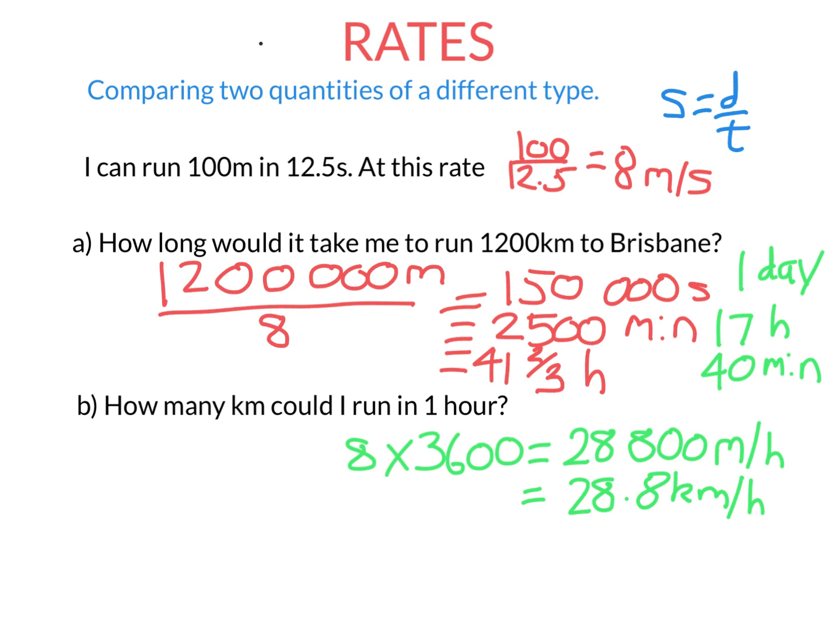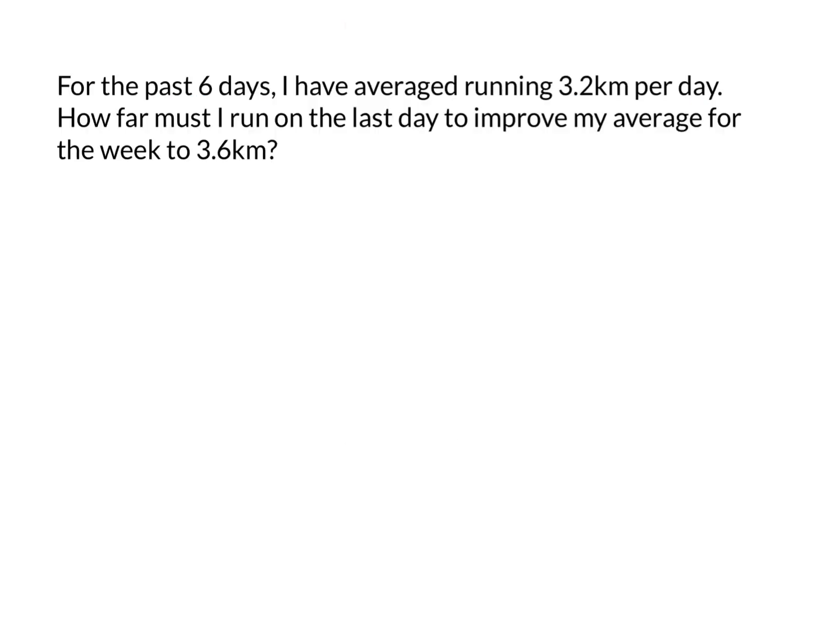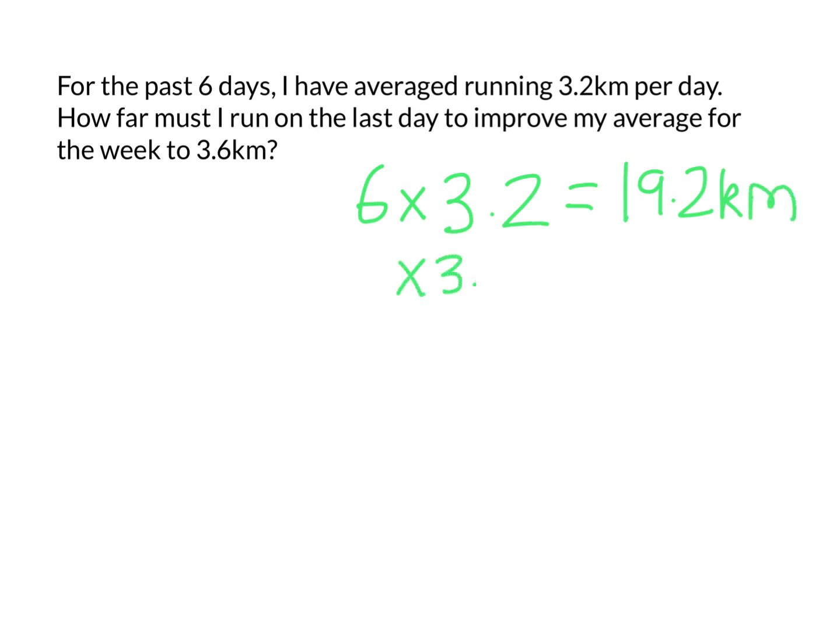All right, let's now look at some worded problems. So for the past 6 days, I've averaged running 3.2 kilometers per day. How far must I run on the last day to improve my average for the week to 3.6 kilometers? So if you've been running 3.2 kilometers for 6 days on average, your total distance covered is 19.2 kilometers. Now, if you want to have an average of 3.6 kilometers over 7 days, again, you need to multiply them.